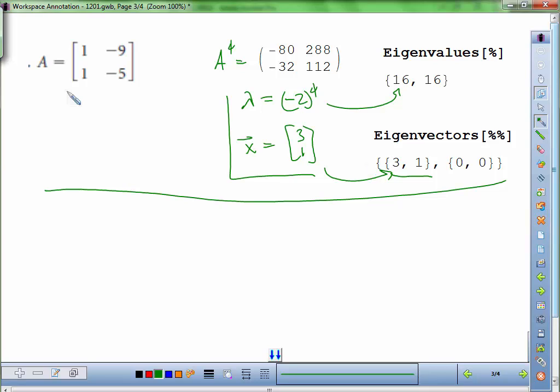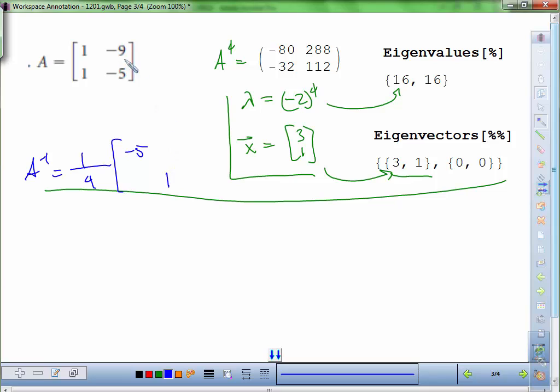Now let's take a look at the inverse of A. You can find the inverse real quick, right? Yes, you can have Mathematica do it, but how do you find the inverse of a 2 by 2 matrix? A inverse equals what? 1 over the determinant, which is minus 5 plus 9, 4. Switch the diagonals, negative the wings. So this is your inverse.